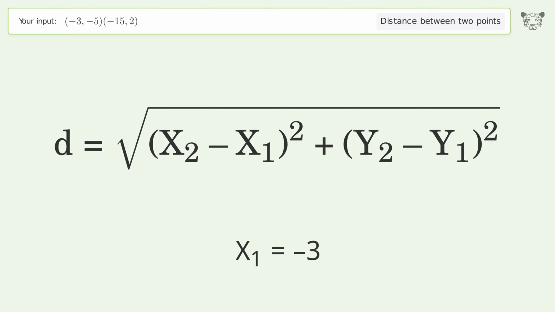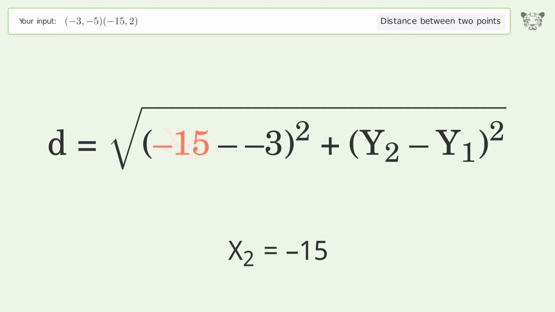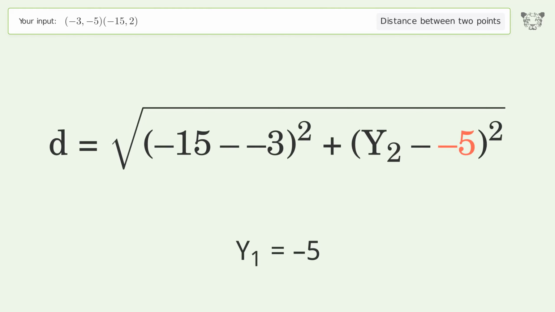x1 equals -3. x2 equals -15. y1 equals -5. y2 equals 2.